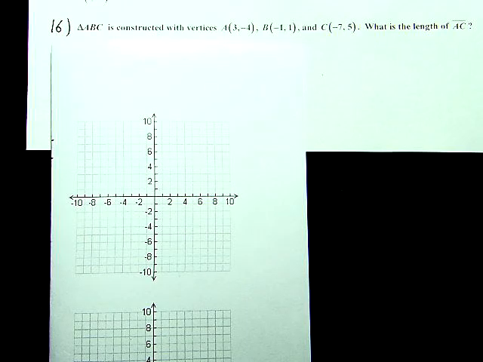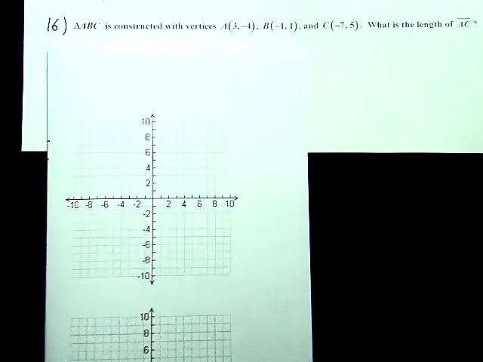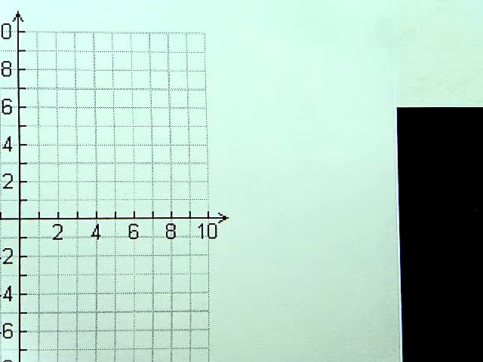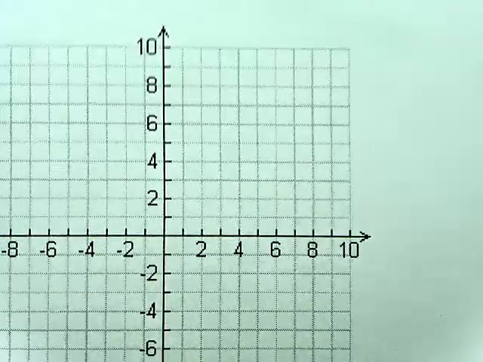So let's go on to the next question, question number 16. We're told here that triangle ABC is constructed with vertices A at point (3, -4), B at point (-1, 1), and C at point (-7, 5). And we're asked, what is the length of line segment AC? So with the graph paper now, let's draw out the information that we're given.